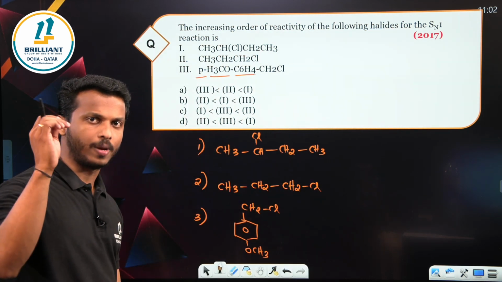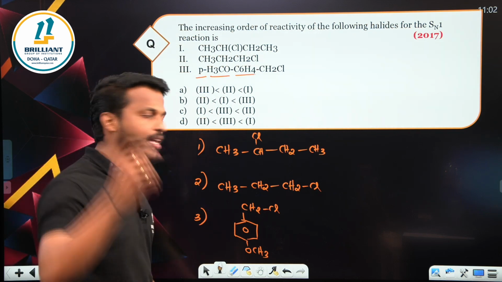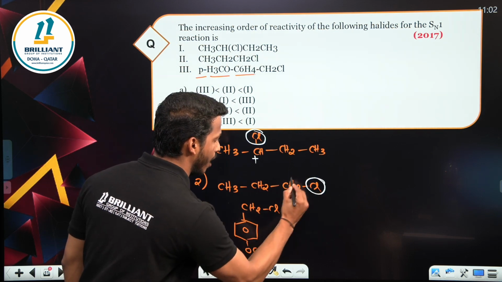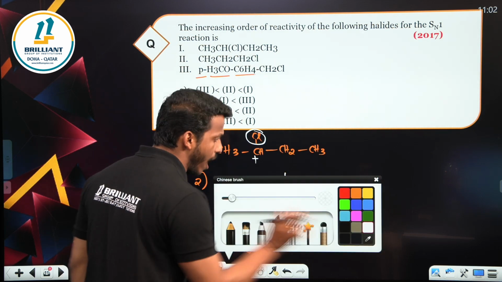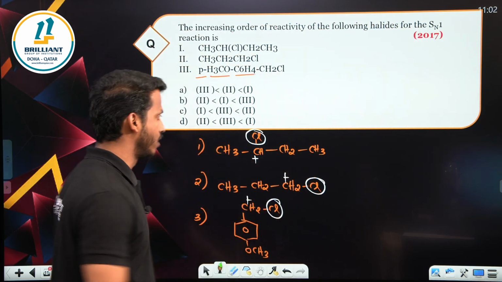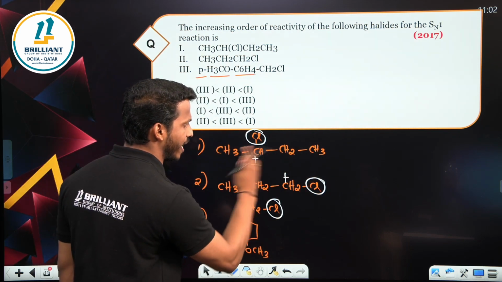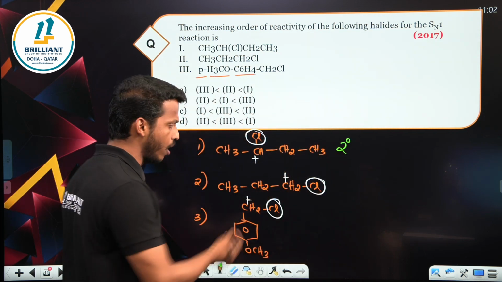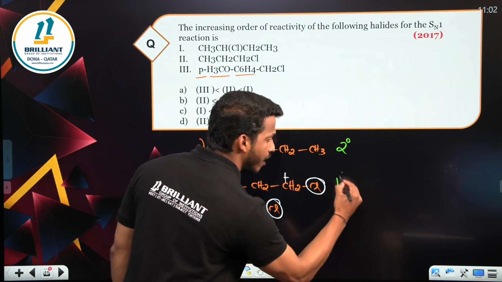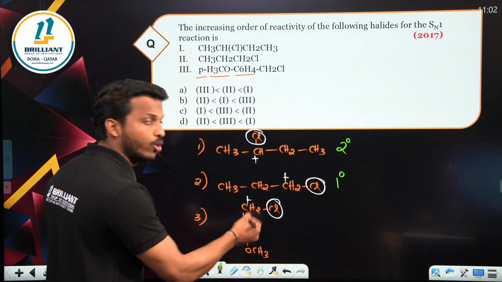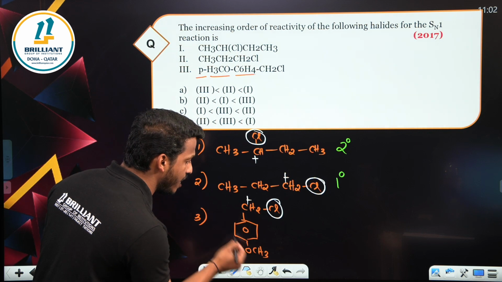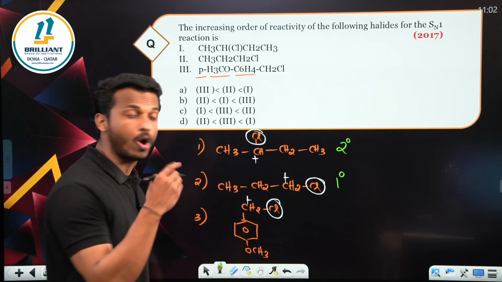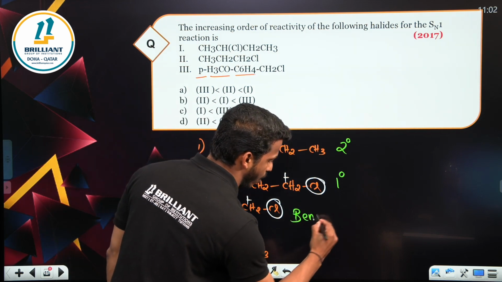What is the first step in the SN1 mechanism? In the SN1 mechanism, first you remove the halogen and make a carbocation. Now you identify what type of carbocation this is. It's purely secondary, because the carbocation is connected to two carbons. It is a secondary carbocation. What about this one? It's connected to one carbon, so it's a primary carbocation. What about this one? It's a benzene with a carbon with a plus charge. It's called what? Benzyl carbocation.